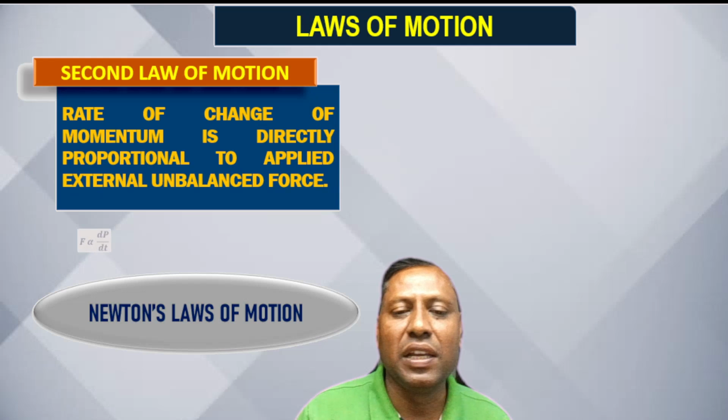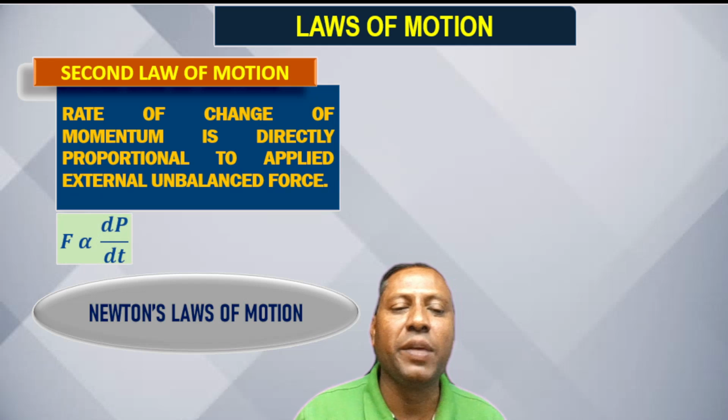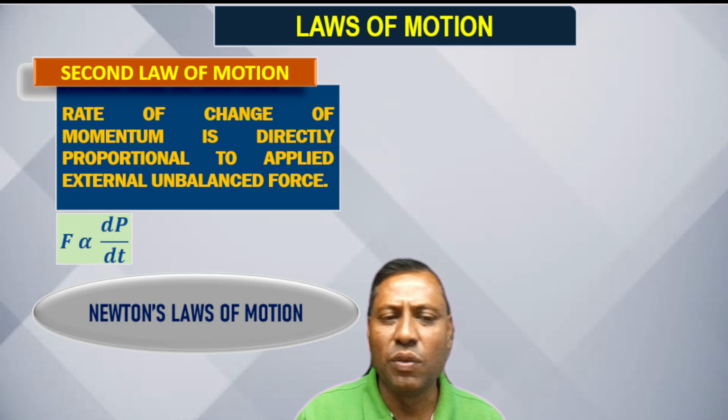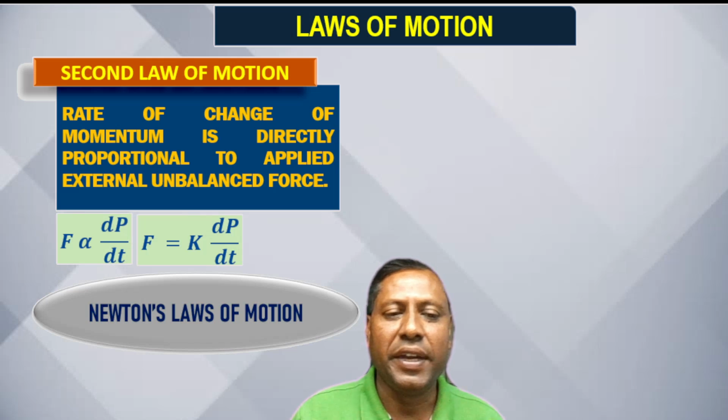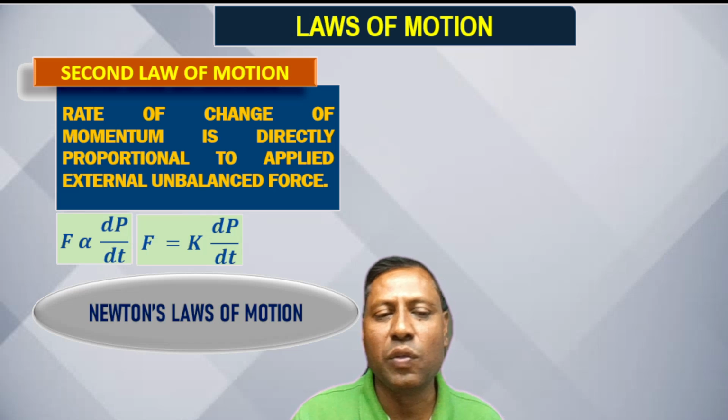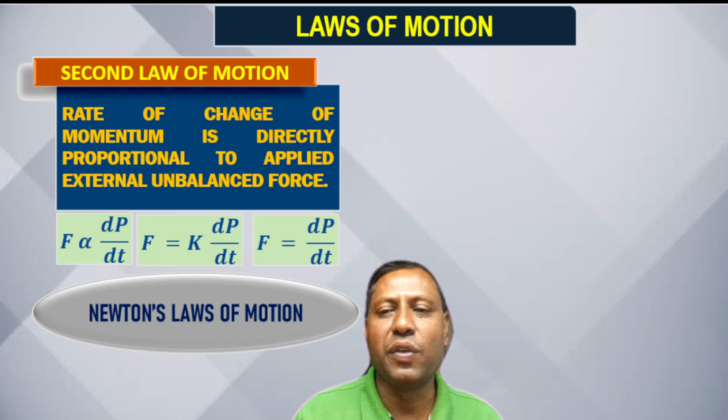force. So mathematically, I can write F is directly proportional to dP by dt. In some books, you will find it as delta P by delta t also. No problem. And if I solve, I can write F equal to some constant K dP by dt. But from the experiments or observations, it has been revealed that you can take this K equal to 1, then also there is no problem. So we can write simply F equal to dP by dt. So this is our second law of motion.